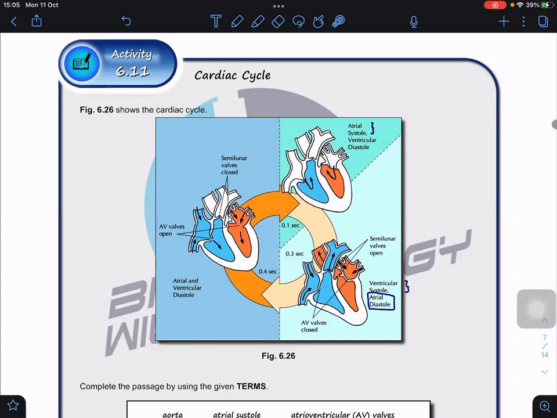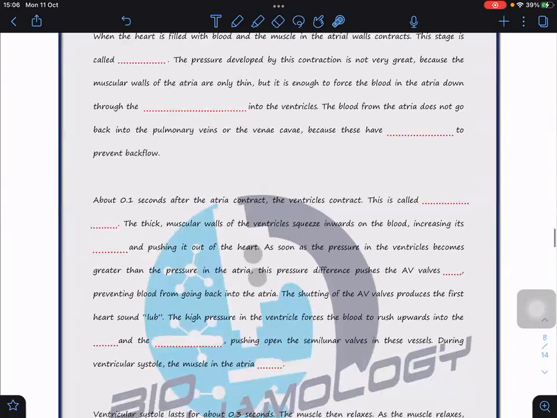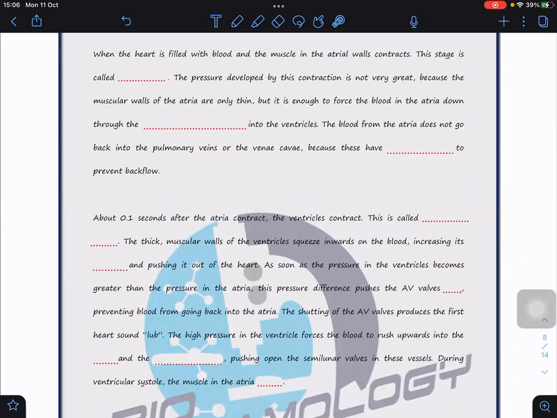Okay, so we have done the entire cardiac cycle already. So let us look at the answers for these activities. We need to complete the passage by using the given terms here. So when the heart is filled with blood and the muscle in the atrial wall contracts, this stage is known as atrial systole. The pressure developed by this contraction is not very high compared to the ventricle, because the muscular wall of the atrium is only thin, but it's enough to force the blood in the atrium down through the AV valve, the atrioventricular valve.